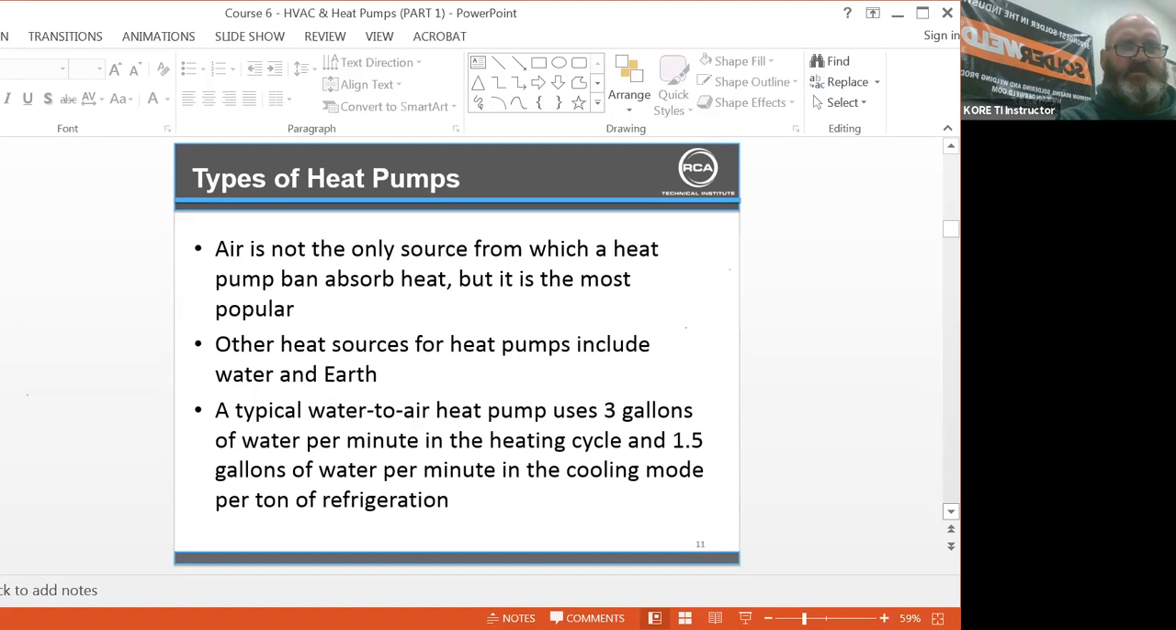Types of heat pumps. Air is not the only source from which a heat pump can absorb heat, but is the most popular. Other heat sources include water and earth. A typical water to air heat pump uses 3 gallons of water per minute in the heating cycle and 1.5 gallons of water per minute in the cooling cycle per ton of refrigeration.